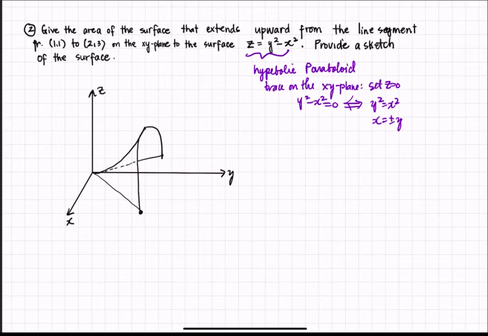Okay? And then anong gusto mo? Yung surface mo is the one that extends upward from the line segment from 1, 1 to 2, 3 on the xy plane. But 1, 1 is on this line, x equal to y. This is x equal to y. So, somewhere andyan si 1, 1. And si 2, 3, somewhere nandito si 2, 3, siguro. Okay. So, this is your line segment. Yan yung trip mong line segment.